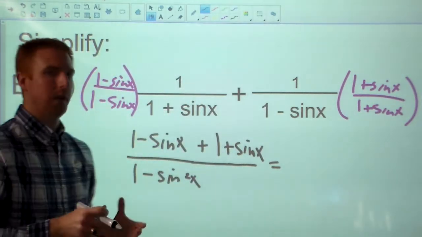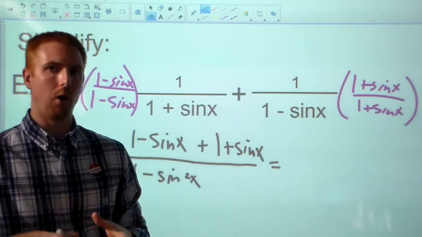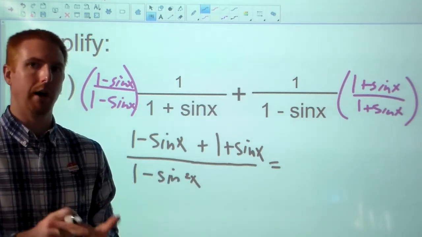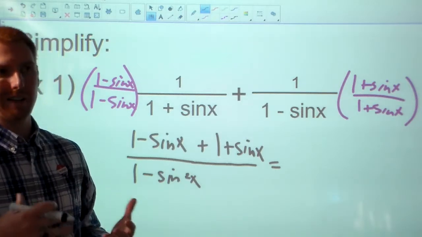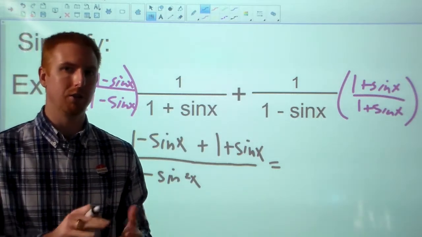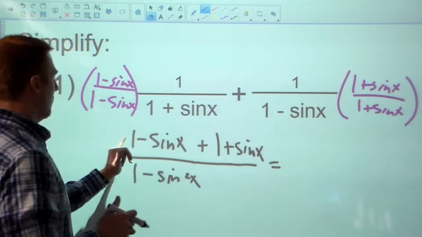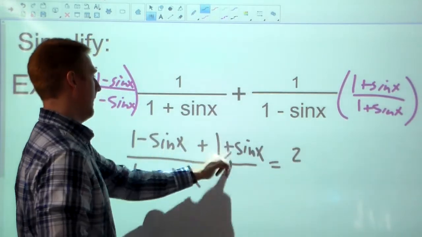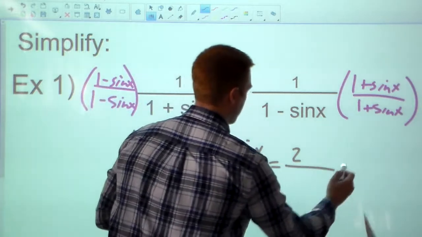Now, the trickiest thing about these is you want to take them as far as you possibly can. Get them simplified down as far as possible. Sometimes that's not clear, so just keep looking to see what you still can do. So at this point, we've got 1 plus 1, so that's 2. Negative sine x plus sine x adds to 0, so that's gone.